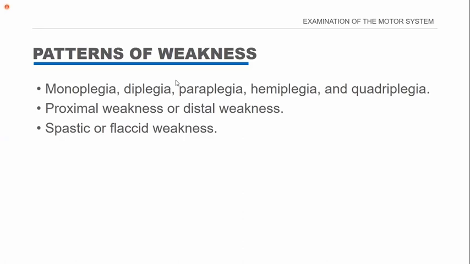Then we again divide into spastic or flaccid weakness, as we talked about earlier, depending on whether the weakness is upper motor neuron type, it is spastic. When it is lower motor neuron type, it is flaccid.